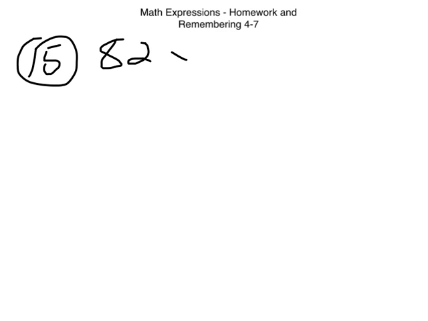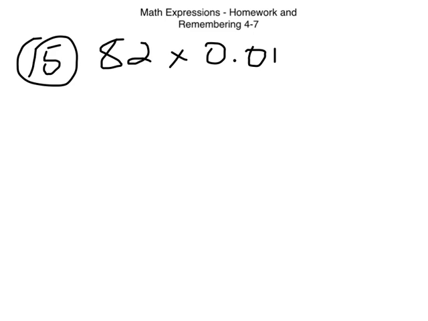Alright, so homework and remembering Unit 4, Lesson 7. I want to talk about the solve using mental math problems, number 15, 16, and 17. Looking at number 15, it asked us to mentally solve 82 times 1/100th.